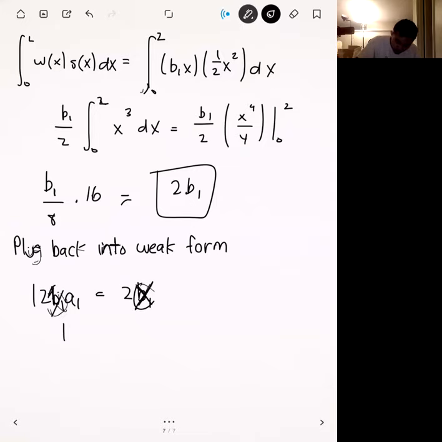And what we get is 12 a1 is equal to 2. We divide both sides by 12 and we get that A1 is equal to 1/6.